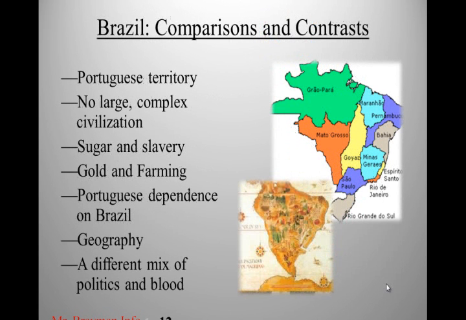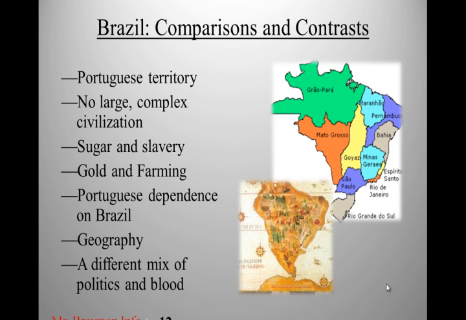Brazil was kind of a different thing, right? And so we can do a lot of compare and contrast between Brazil and Spanish Latin America, because of course this was Portuguese territory. And there really was no large, complex civilization when the Portuguese showed up. I mean, there was civilization, but it was much smaller tribes of Native Americans spread throughout the region. So the Portuguese really stepped in as the first complex civilization in that area, and they were in it for sugar, right? So sugar and slavery, so important.